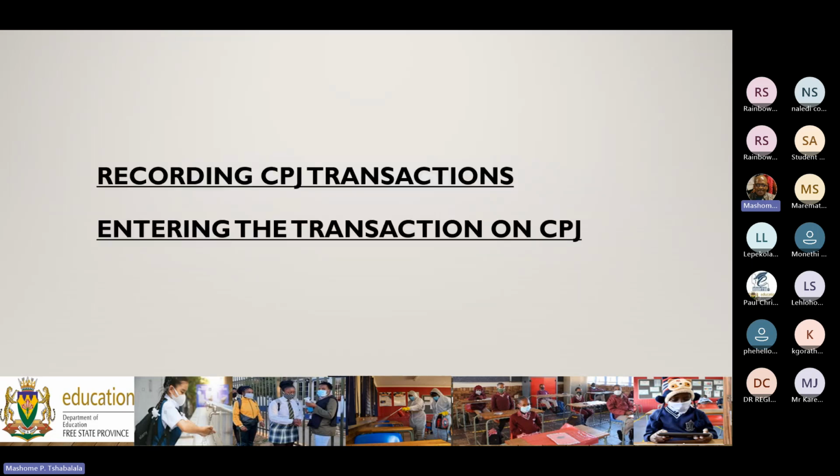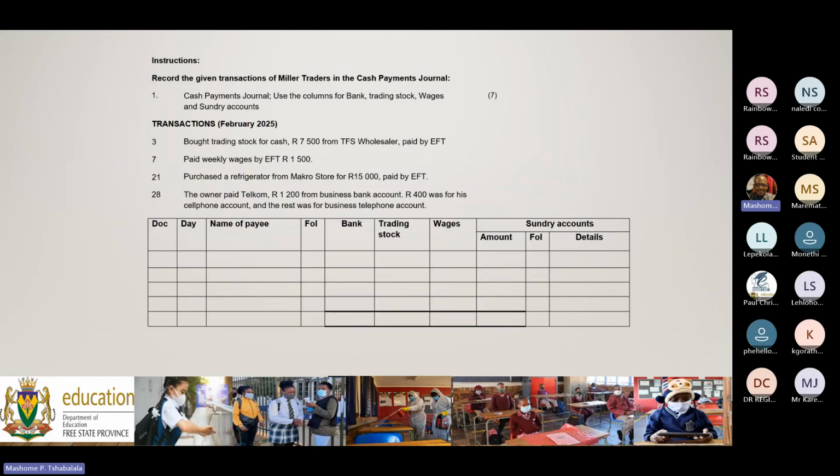Now, moving on to recording the CPJ transactions, entering the transactions on the CPJ. I've just taken the transactions and the table of the CPJ to show you. This is the standard format of the CPJ. The instruction says: record the given transactions of Miller Traders in the cash payment journal.